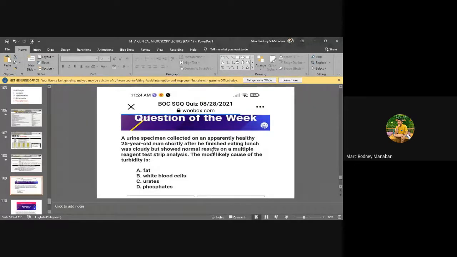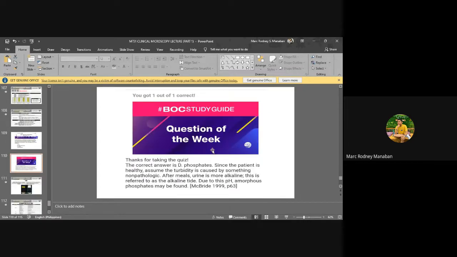Now, remember that after eating, ang body mo experience of what we call alkaline tide. Alright? So, meaning ana, imuhang mga H plus ions, ma-add to sa imuhang stomach for production of acid, para digestion. So therefore, imuhang body mo exhibit og alkaline tide, imuha pong urine mahimong alkaline. So the correct answer here is letter D, phosphates.